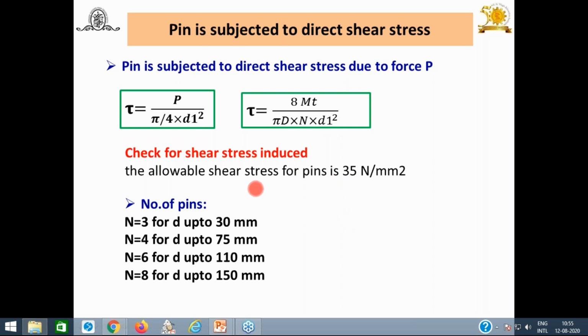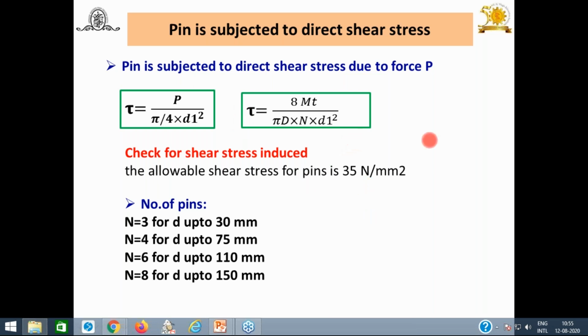But here, as per the IS code, this permissible shear stress should not be greater than 35 Newton per mm square. Now, generally, what is the material used for the pin? You will find it's a plain carbon steel material. The induced shear stress in the pin should be less than 35 Newton per mm square as per the Indian standard. Try to understand.